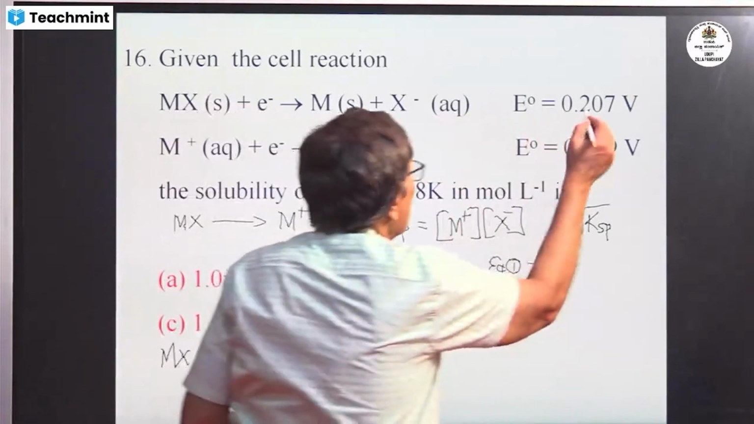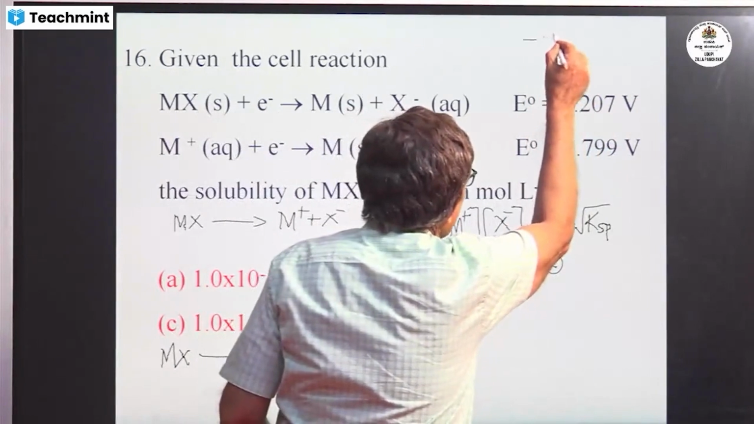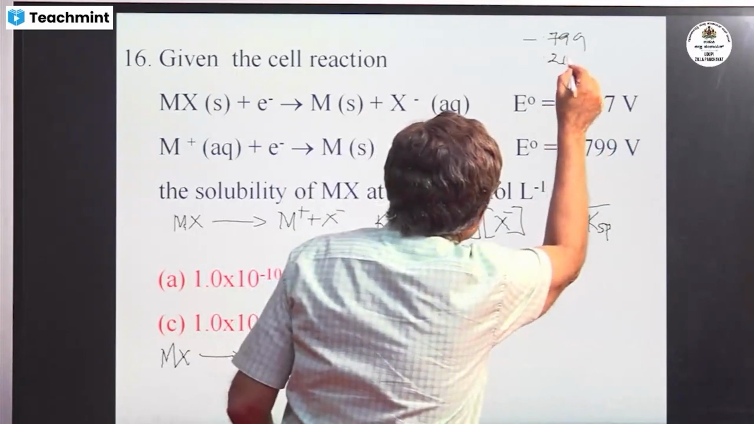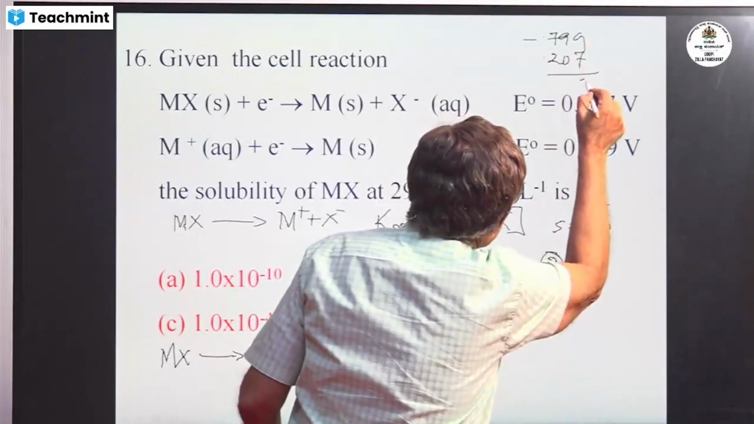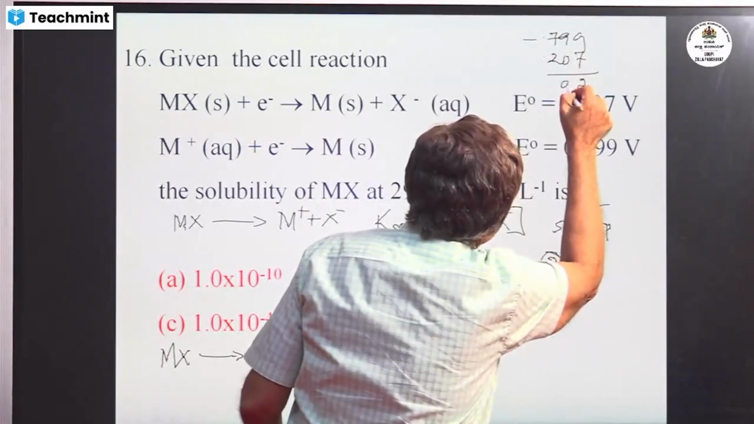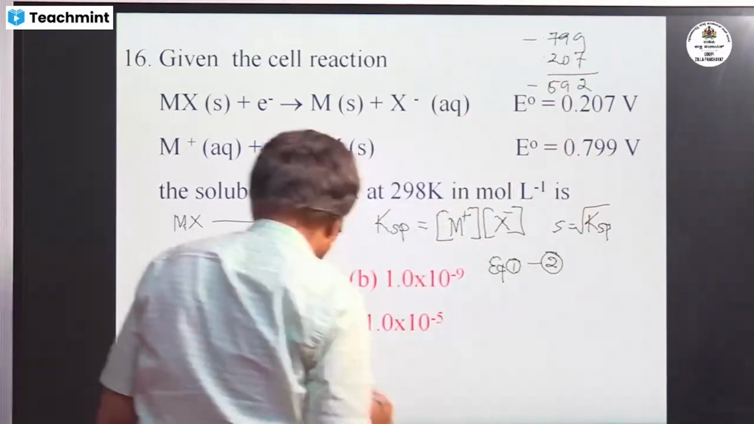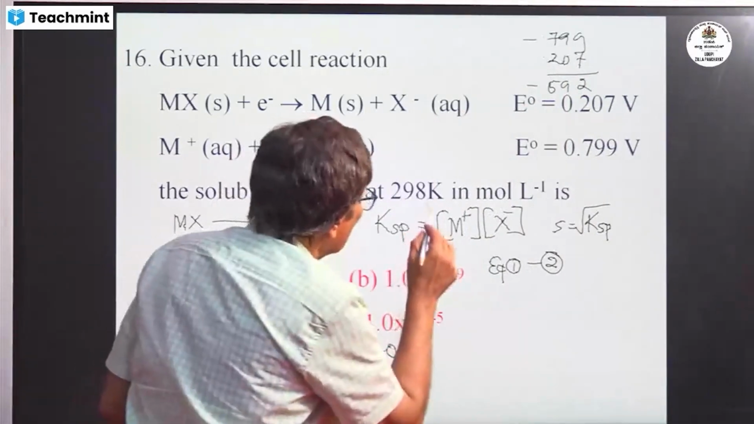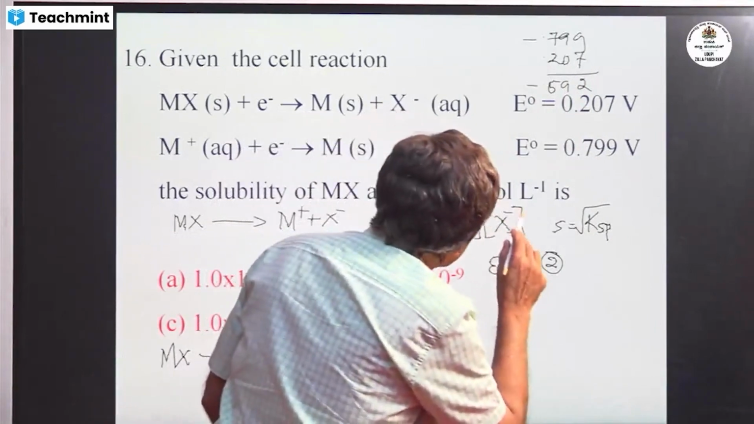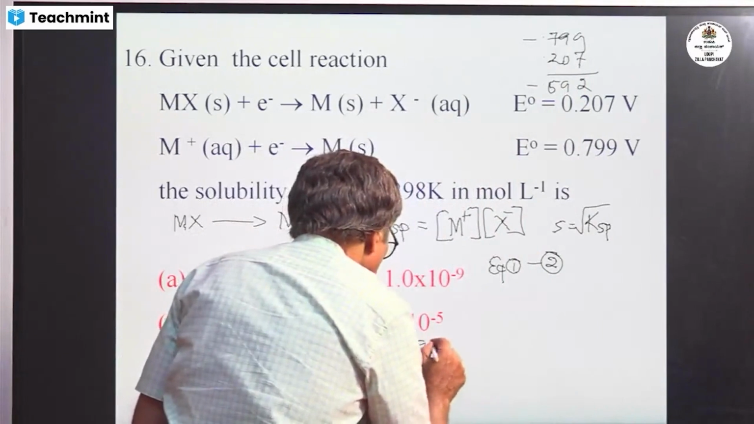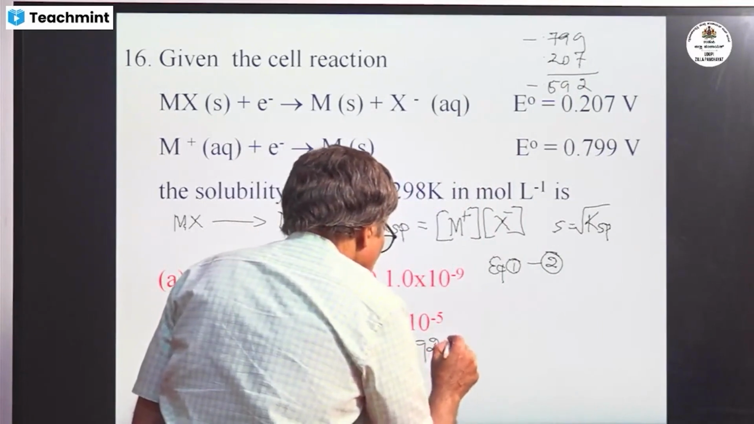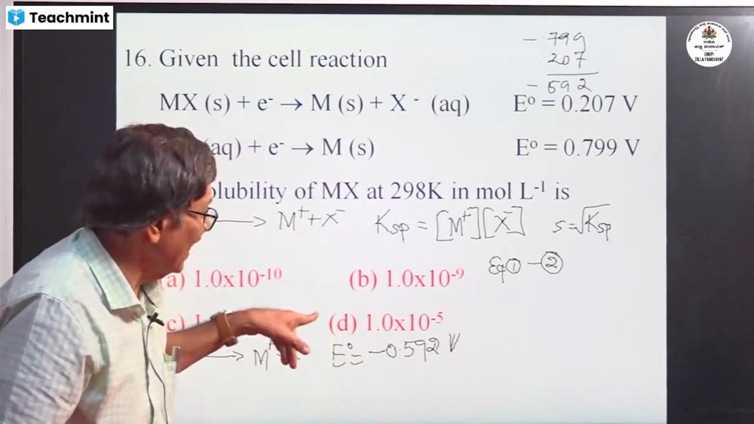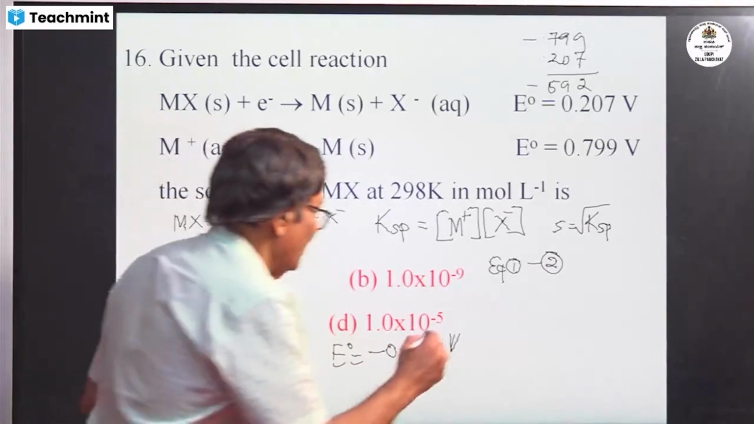I shall work it out here. 0.799 minus 0.799 plus 0.207. How much did you get? 0.592. So E naught is equal to minus 0.592 volt. Okay. Now for this, let us write an expression for the E cell.